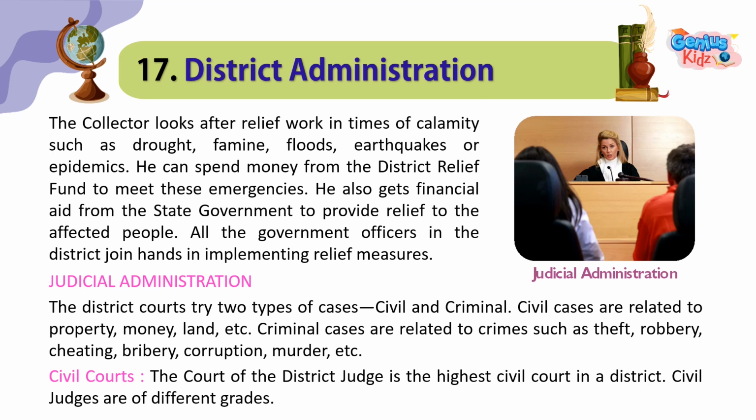Judicial administration. The district courts try 2 types of cases, civil and criminal. Civil cases are related to property, money, land, etc. Criminal cases are related to crimes such as theft, robbery, cheating, bribery, corruption, murder, etc. Civil courts. The court of the district judge is the highest civil court in a district. Civil judges are of different grades.